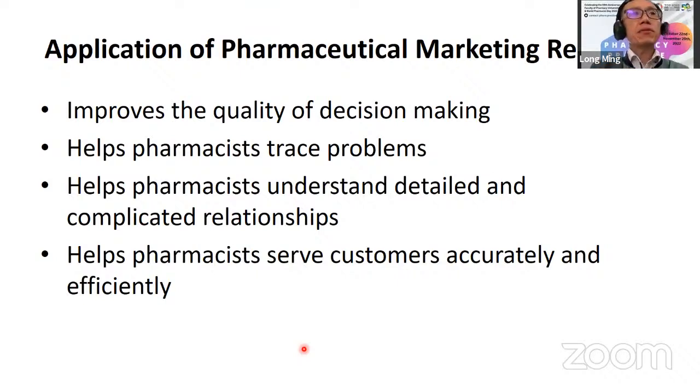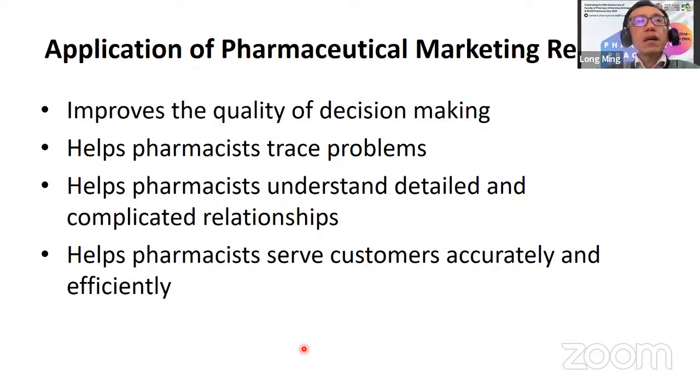Okay, so why is it important to use pharmaceutical marketing research, and what's the application? It helps to improve the quality of decision making. Now you have firmer confidence that by doing A and B, you will achieve a certain degree of change. It also helps the pharmacist trace problems scientifically and identify the real root problem. There are different tools that can be used, for example, the fishbone method.